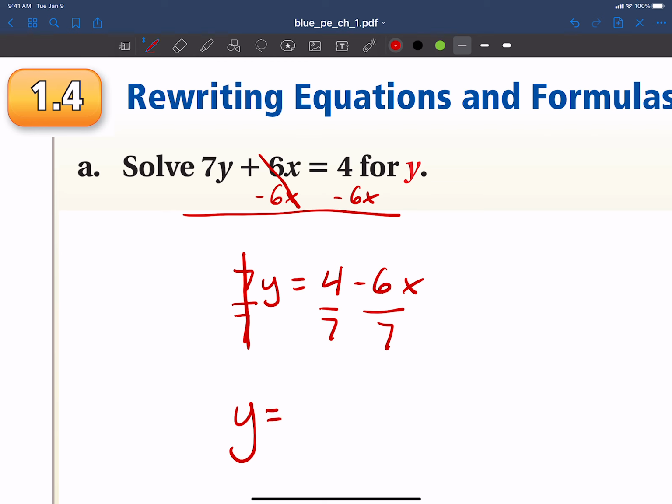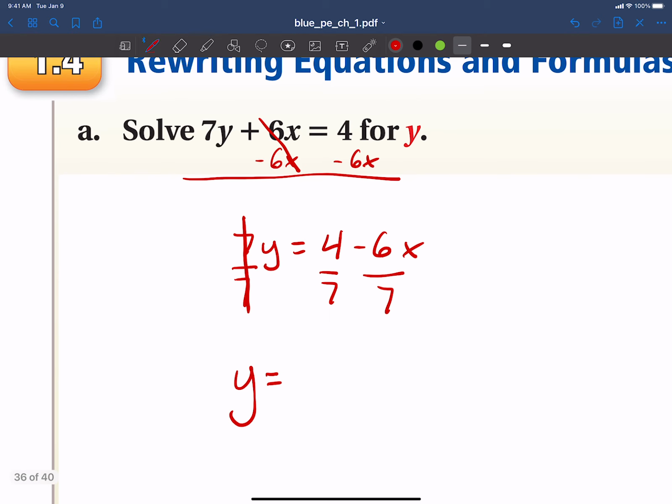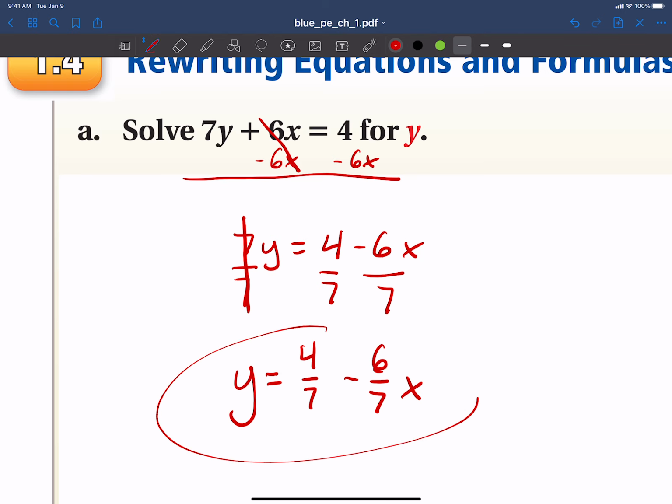4/7. Guys, it's a fraction. Just leave it as 4/7, okay? Remember, next chapter you will be using these fractions as slope and you want them as fractions, so that's okay. -6/7 x, that's a fraction. Just leave it as -6/7 x. You don't have to reduce these because they're already reduced. Yeah, that's its simplest form. Yep, that's it. That's your answer. Not bad, right? We can do this. It's not bad.